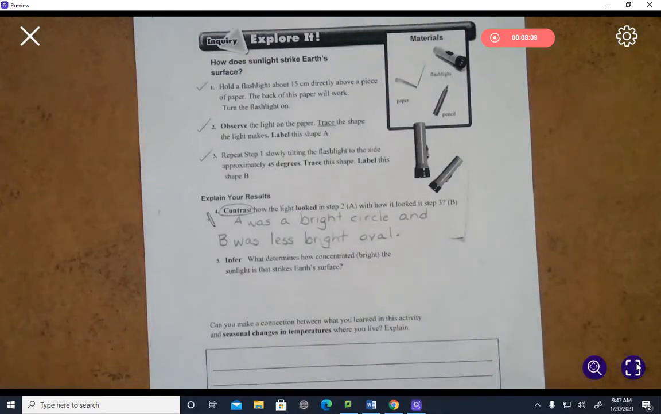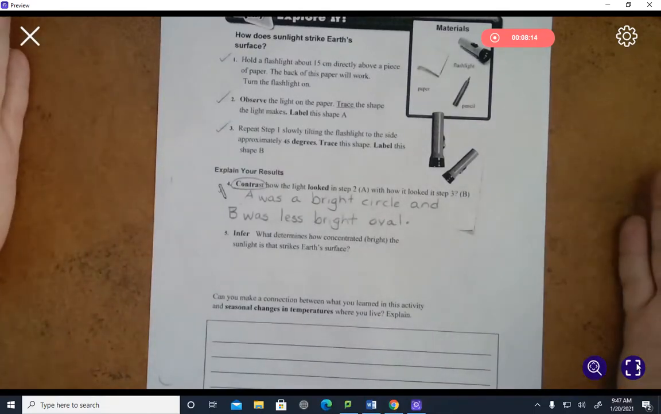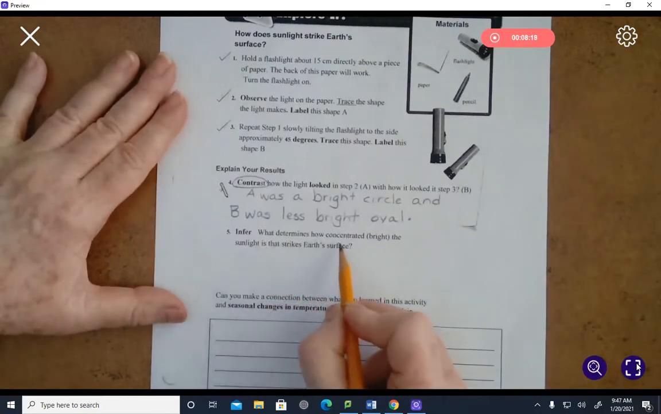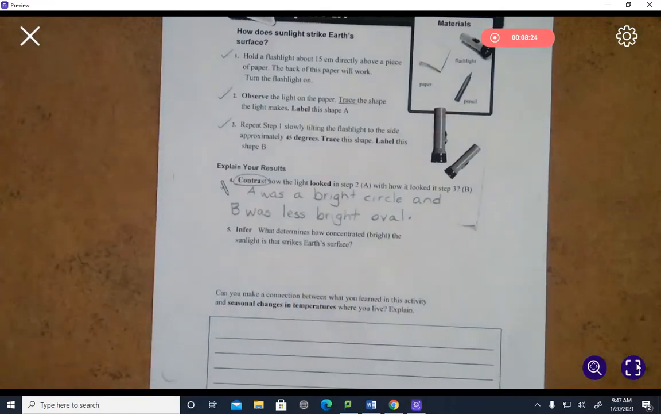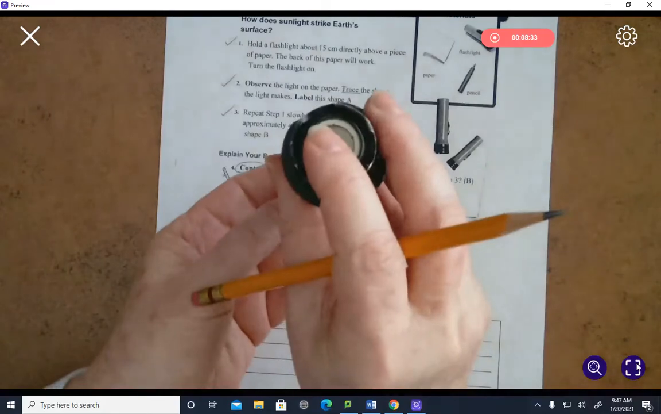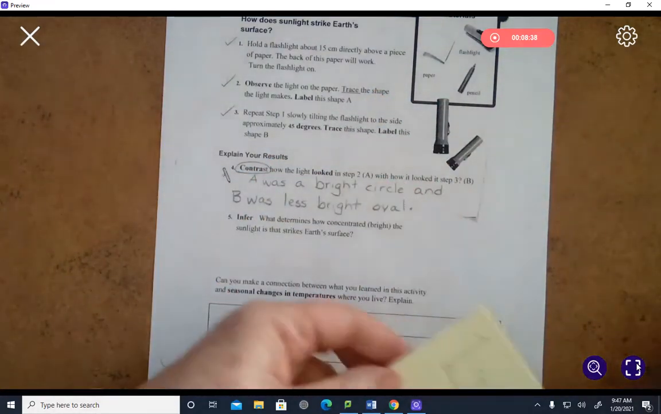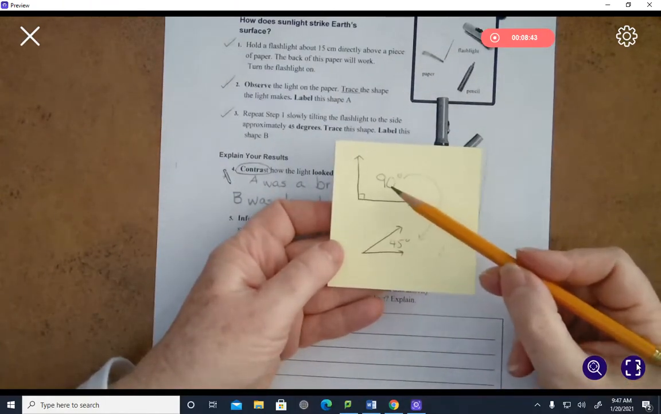Now you could stop, read the next question and try it on your own, or at least think about what you think the answer might be for a second. What determines how concentrated or how bright that sunlight is that strikes the earth? Well, we know it's coming from the sun, but what did we change that changed the brightness? When we did this, what do we do that changed the brightness? We changed, what do we call these things? This is a 90-degree what?